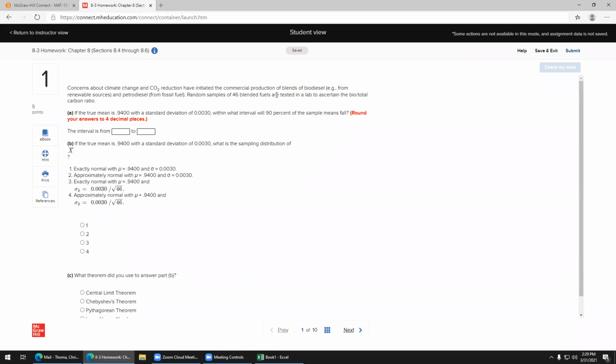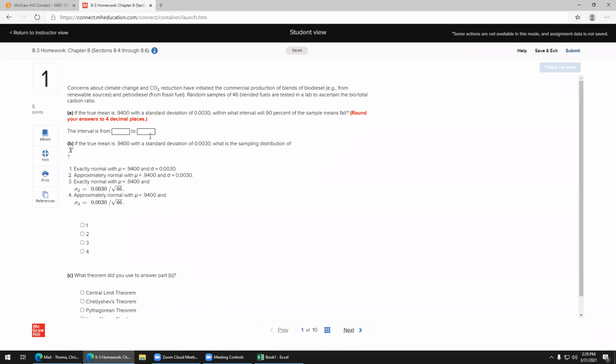Concerns about climate change and CO2 reduction have initiated the commercial production of blends of biodiesels. Random samples of 64 blended fuels are tested in a lab to ascertain the bio/total carbon ratio. The true mean is 0.94. The standard deviation is 0.03. Within what interval will 90% of the sample means fall?